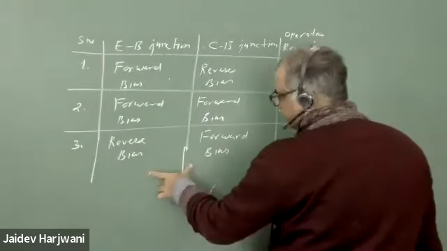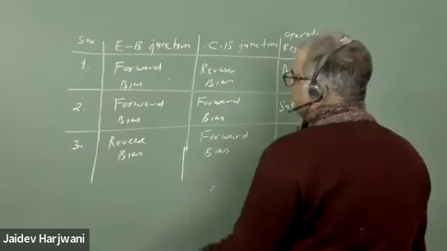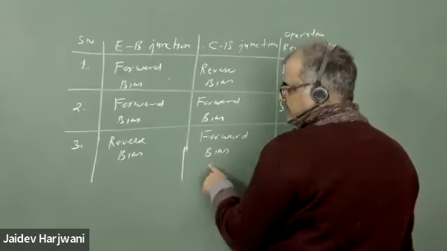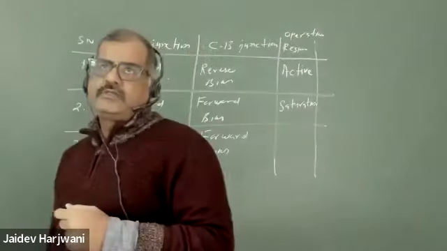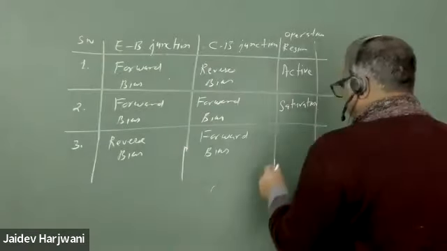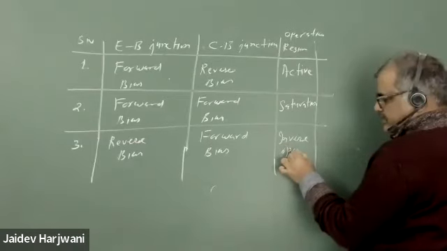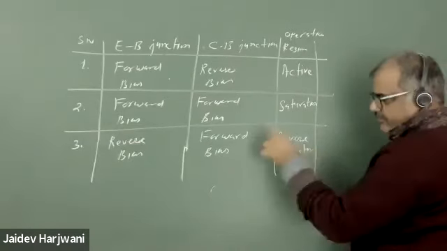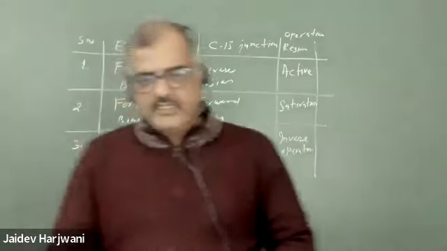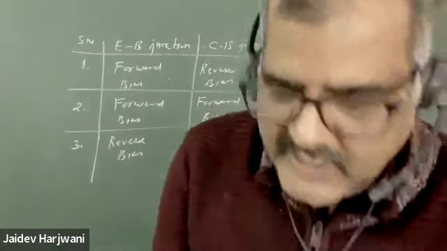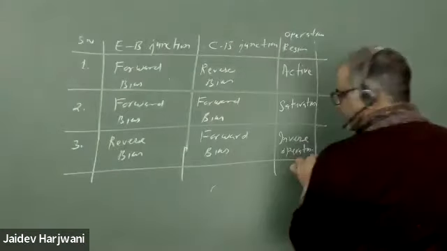Now this type of biasing is just the reverse of the first case. That means now you are trying to make the collector act as the emitter and the emitter as the collector. So this is called inverse operation. That is not important, because we want our emitter to inject more carriers, so injection should be high. Inverse operation is only rarely used as a configuration.